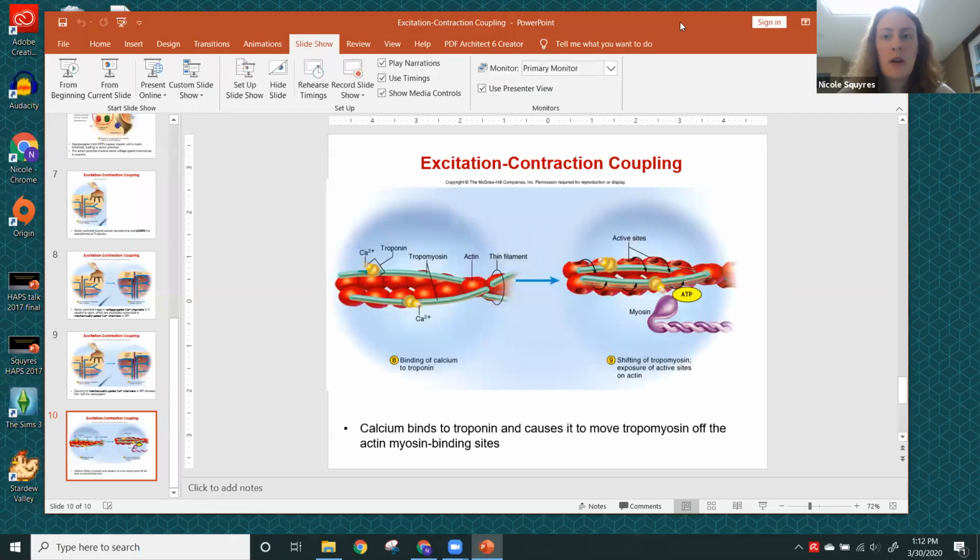And in our next lecture video, we will look at what then is going to happen between the actin and myosin to cause contraction of muscle.